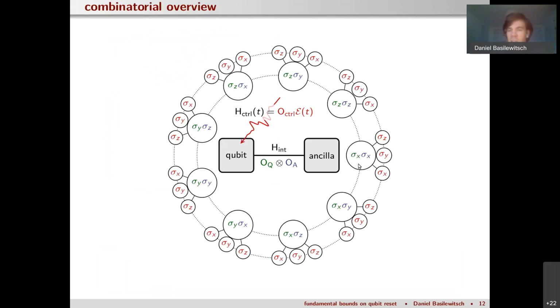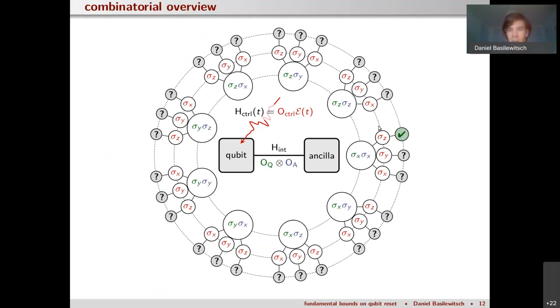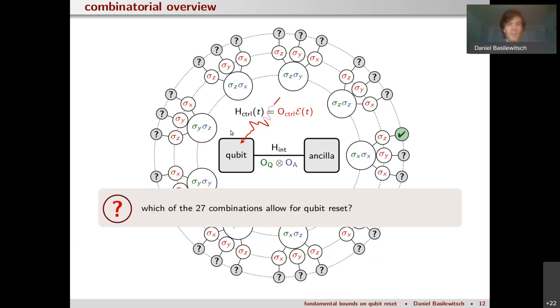And for each of these interactions, we considered 3 different coupling mechanisms of the field to our qubit. Again, sigma x, sigma y, sigma z. So we have 27 combinations, and we were asking ourselves for which of those combinations can we reset the qubit. And one answer I can already give you: the sigma x interaction with the sigma z control, I have shown you before. Yes, in this case we can reset. So the question is basically for which of the other 26 combinations we can reset the qubit.